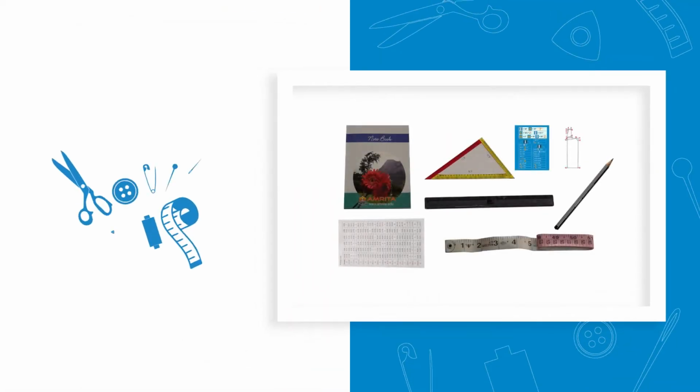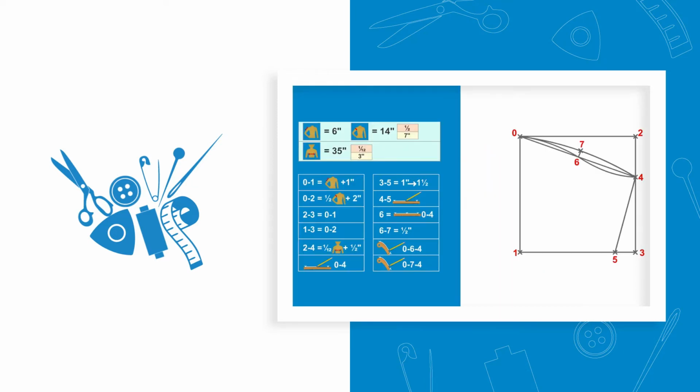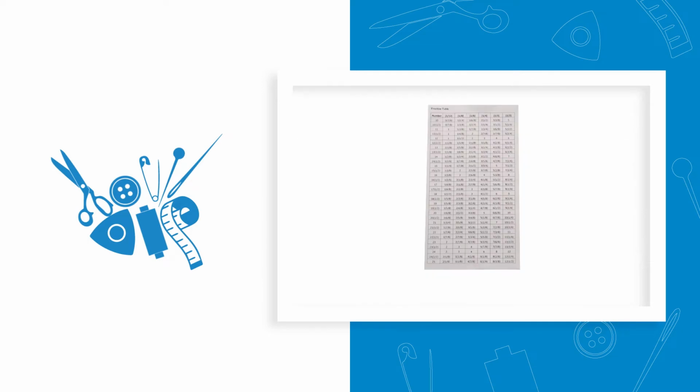First, let's familiarize with the tools and materials required for doing this exercise. They are notebook, pencil, triangular scale, measuring tape, pattern and drafting instructions, fraction table, and scale. Now let's see how to draft the kameez sleeve pattern in notebook using a triangular scale.